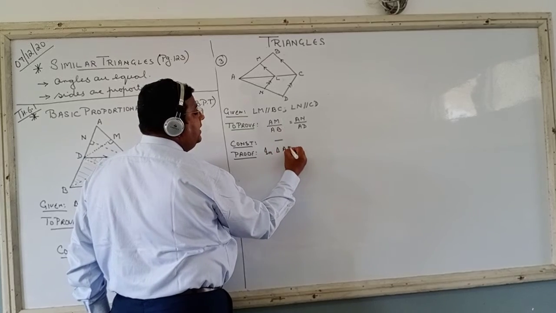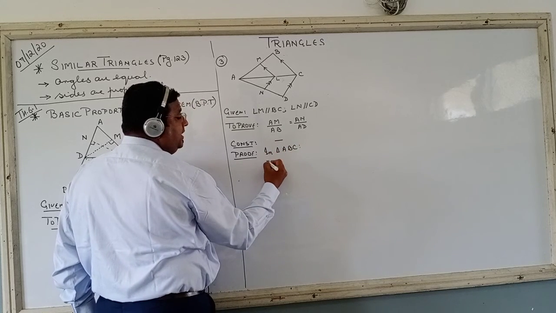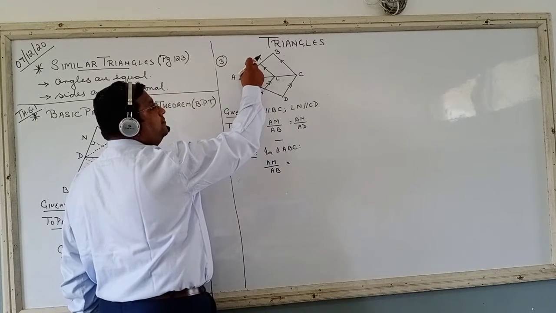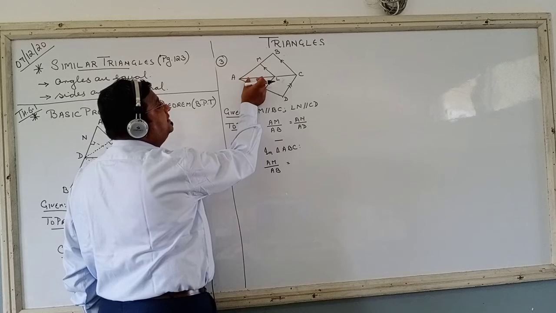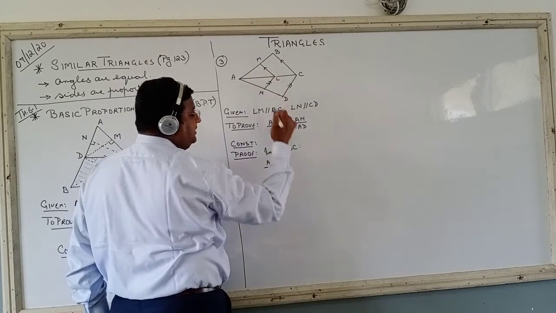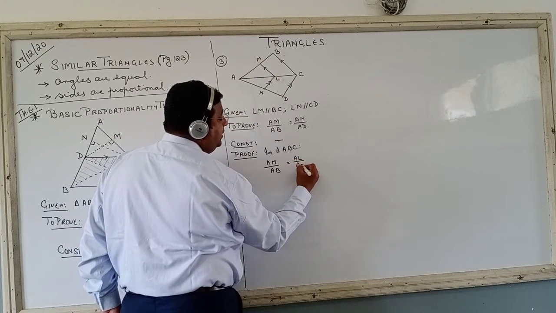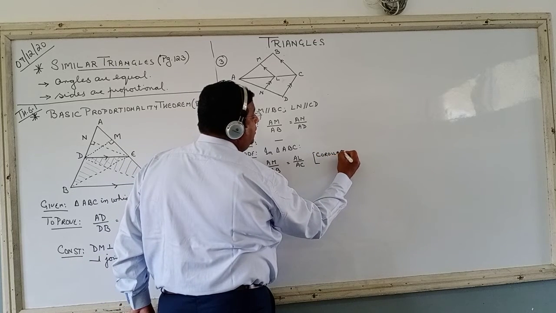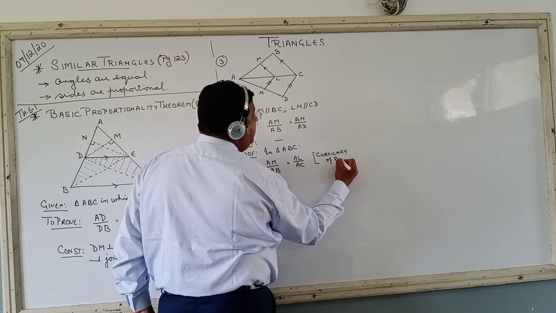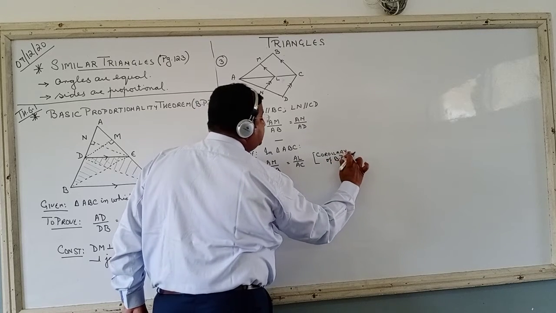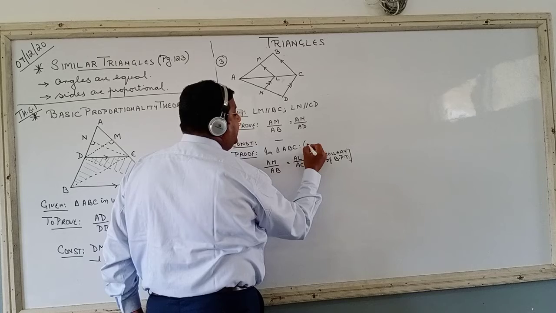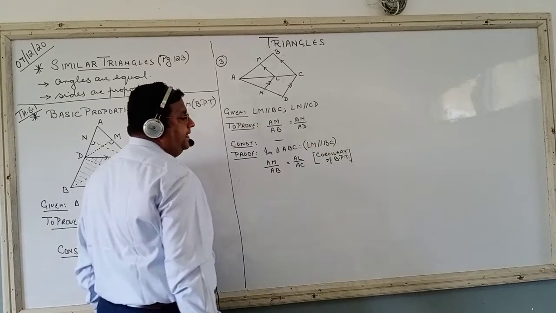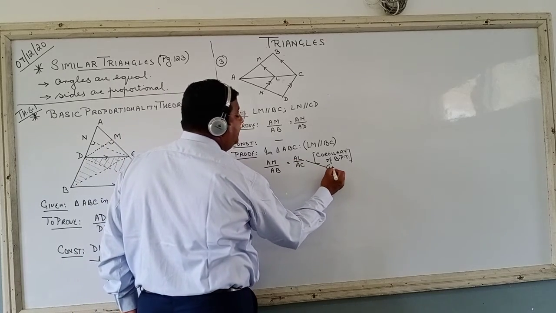In triangle ABC, AM upon AB is equal to AL upon AC. Write down the reason: corollary of BPT. Why is it applicable? Because LM was parallel to BC. Similarly, I will call it equation number first.